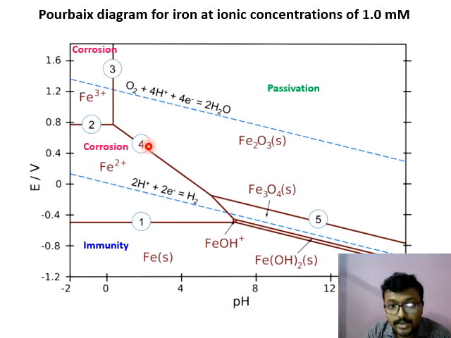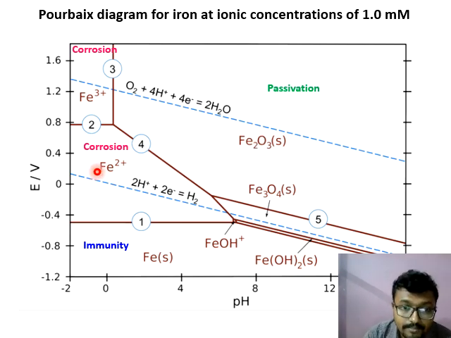Okay, now coming to line 4 and line 5. Line 4 is the reaction between iron 2+ and Fe2O3. Iron 2+ and Fe2O3. So in this reaction, reaction number 4, we can see the H+ ion is involved.